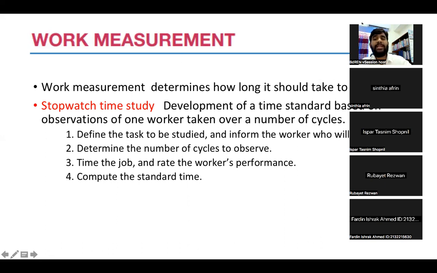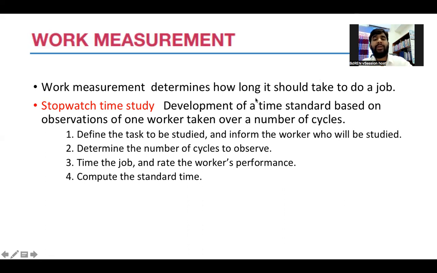So, development of a standard time based on observations of one worker taken over a number of cycles. How can you know the standard time of a worker? You can know after taking several observations of that employee. Cutting time: what is the standard cutting time? You will choose a worker and instruct him to do the same job a few times. That is known as the observations: one worker over a number of cycles.